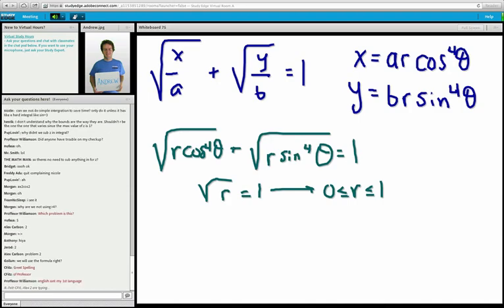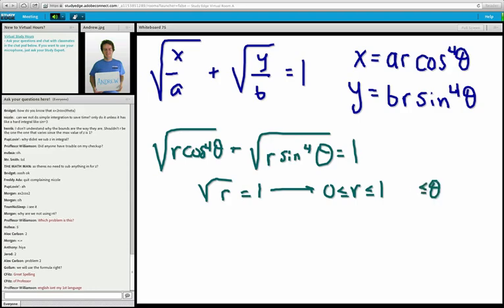Keep in mind that it says first quadrant. So it wants the asteroid in the first quadrant. So that's going to be theta goes from 0 to pi over 2.